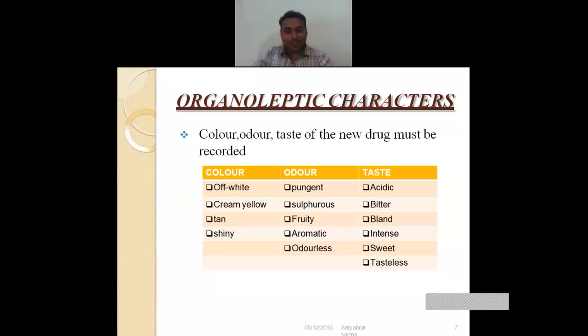Not only drugs, it is also the excipients. Okay, when you are going for the organoleptic characteristics, you can see all the parameters, that is color, odor, taste, and what it will be. It may be off white, yellow, tan, and shiny. Okay, you have to observe it and you have to note it in your practical notes. Fine.